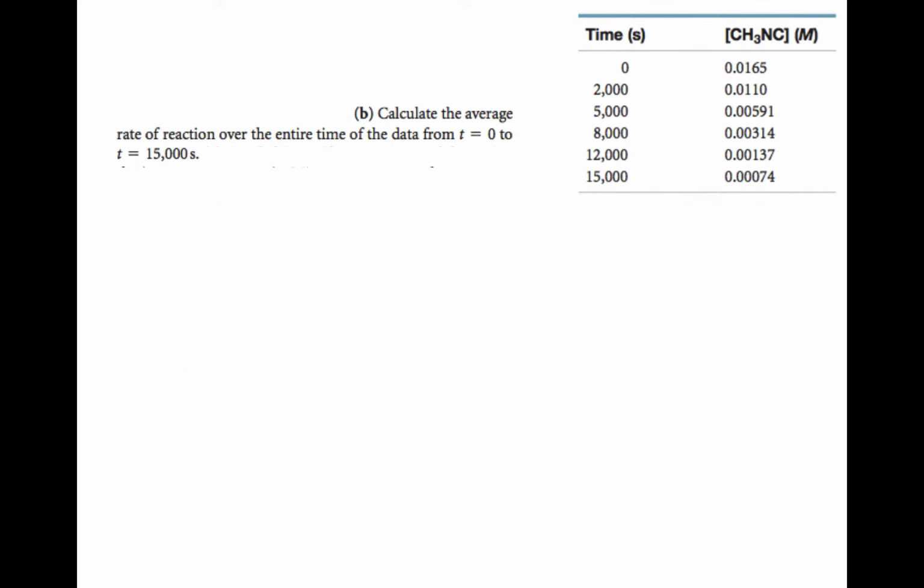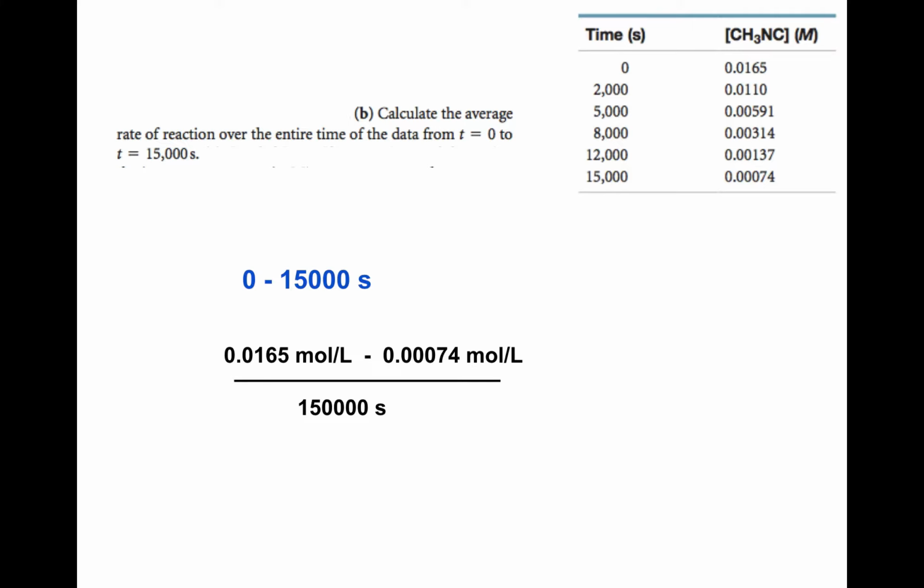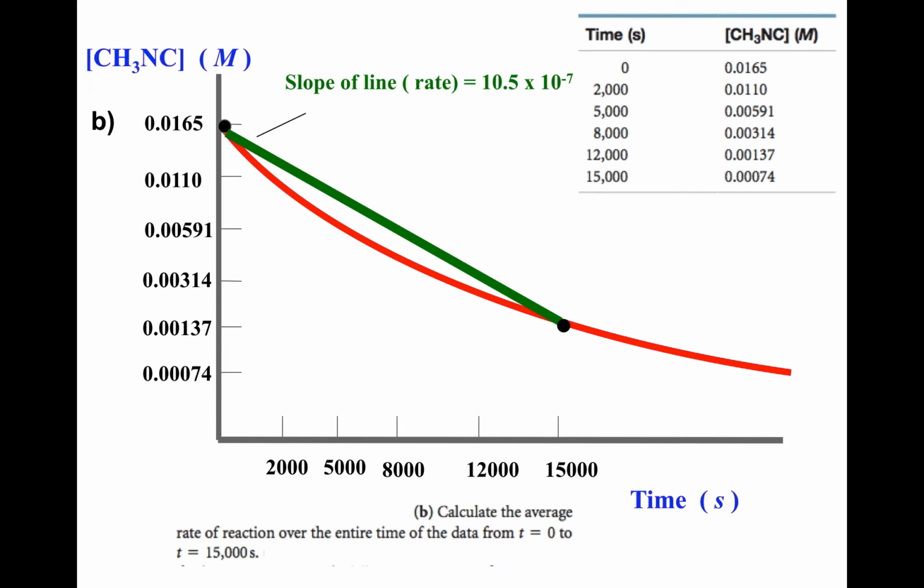B, calculate the average rate of reaction over the entire time from t equals 0 to t equals 15,000 seconds. All right, so change in concentration over the 15,000 seconds. I take my initial concentration, my final concentration, get the difference between them, and I get the slope of the line over the entire time interval. So that's this line.